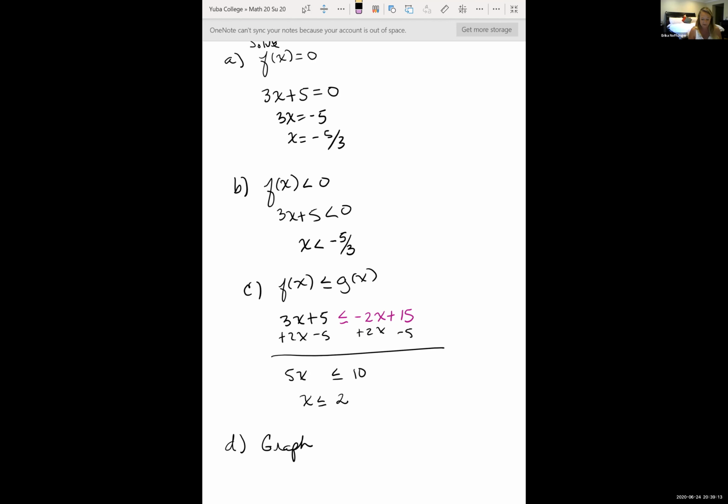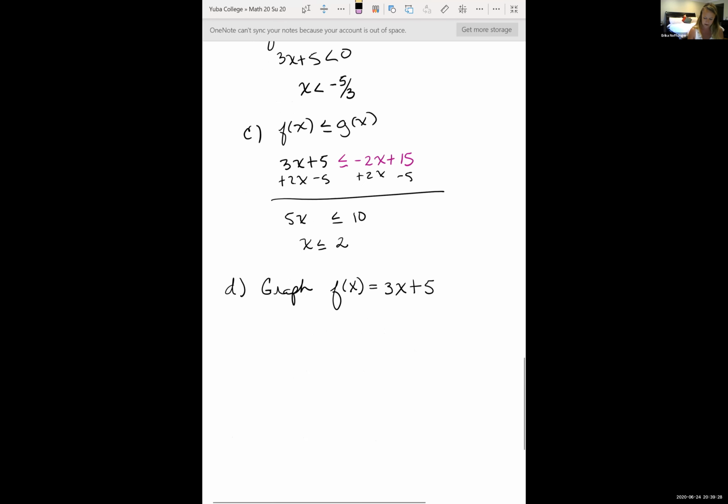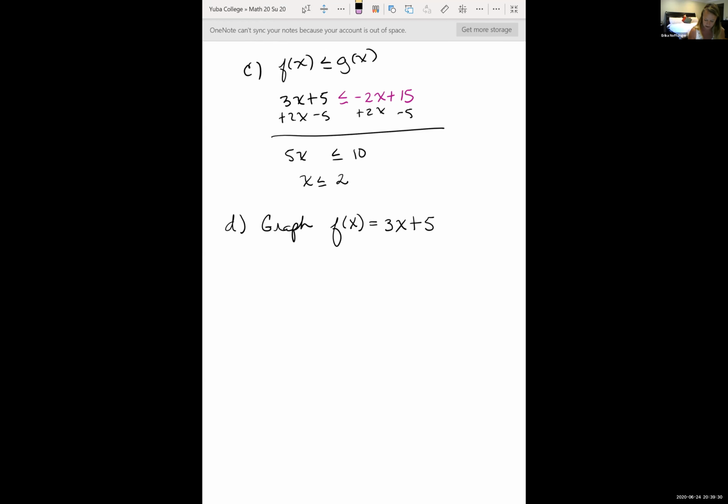Okay, so let's look at the graph of both of those. Let's graph f of x first. Well, it's already in linear form. That was, remember, 3x plus 5. So we have a point at 0, 5, and our slope is 3. I can write that as 3 over 1. So down 3 over 1 to the right.